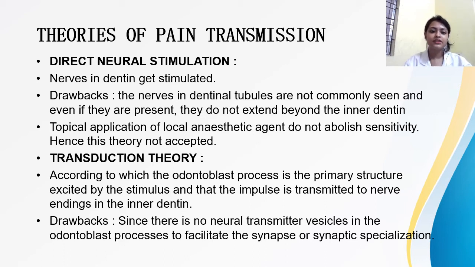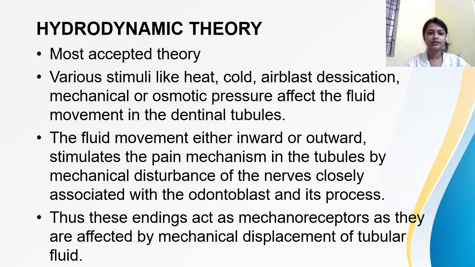Now coming to the transduction theory. According to this theory, the odontoblastic process is the primary structure excited by the stimulus, and the impulse is transmitted to the nerve endings in the inner dentin. In this also the drawback is there, since there are no neural transmitter vesicles in the odontoblastic processes to facilitate the synapse, because there is no mechanism in the odontoblastic process to stimulate these nerve fibers. Then how did this theory come into being? So this is also discussed.